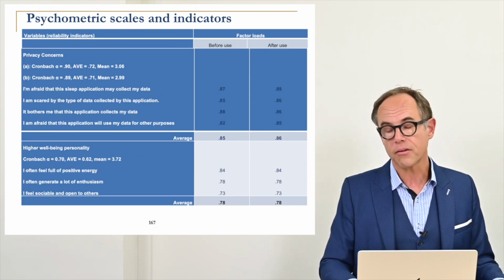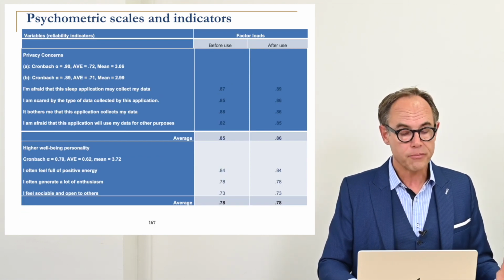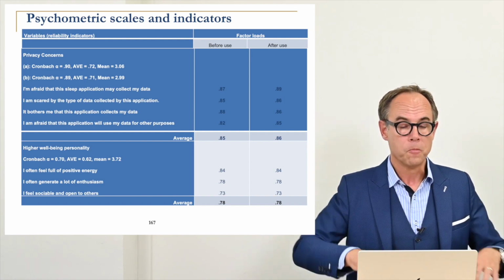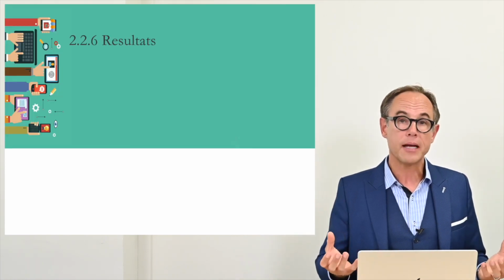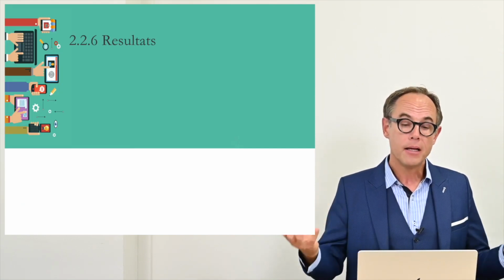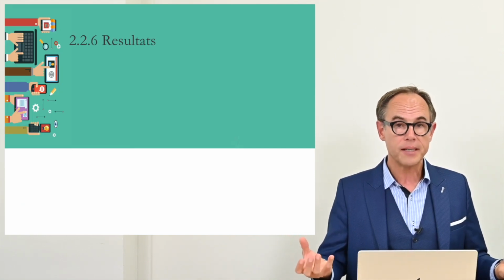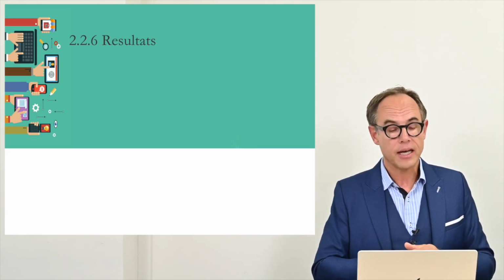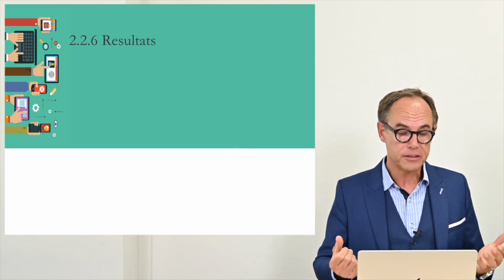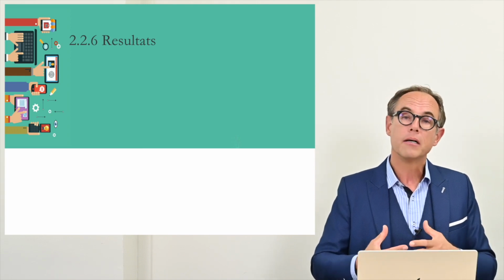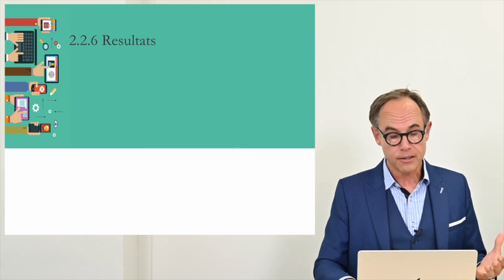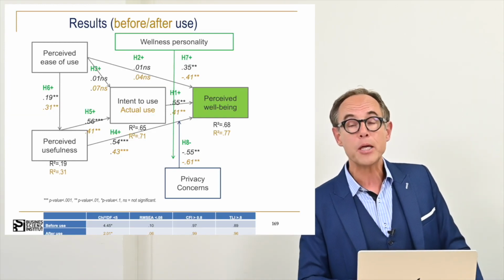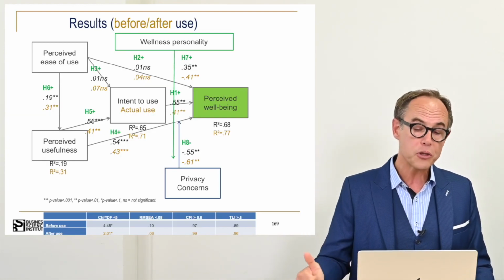Privacy concerns is also an existing scale, and well-being personality is also an existing scale. So it's important to describe the methodology, the sample, the scale, and the measurement instruments. After having described the methodology, we now see the results, coming from a structural equation modeling, so regression coefficients.